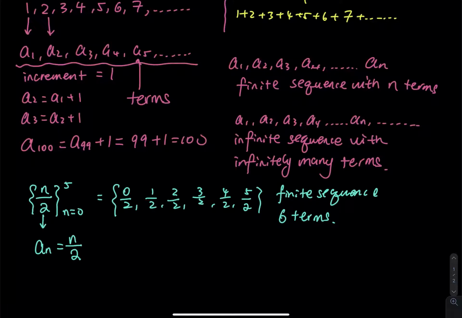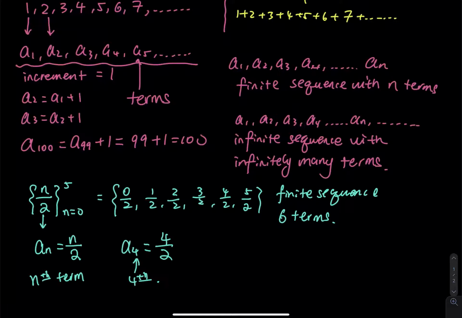So this is the nth term of this sequence. If you want to know a specific term, let's say n is equal to 4, then you plug 4 in for n. Then the fourth term, a4, is 4 divided by 2. So if you want to look for a specific term, that is how you get the 0th term, the first, second, third, and fourth. All you have to do is plug in an n.